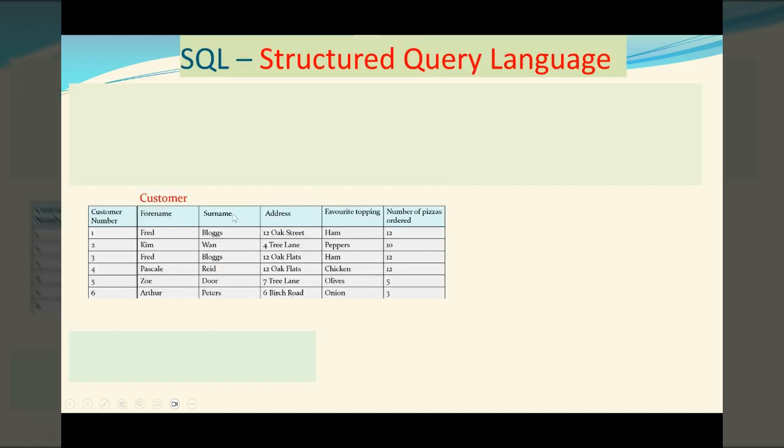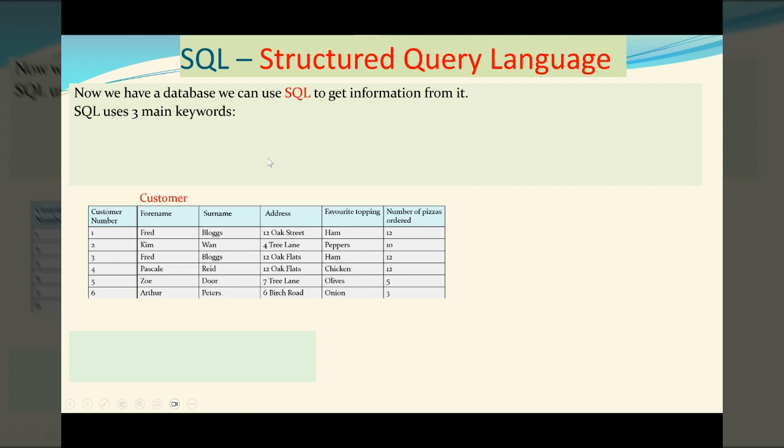So here we have our customer table from our last video. It's got our customers for our pizza business. So we're going to use SQL, or structured query language, to get information from it. We've got 3 main keywords. The first one is select. We use select simply to list the fields that we want to see on the screen. So when we run the query, we can see particular information from our database.